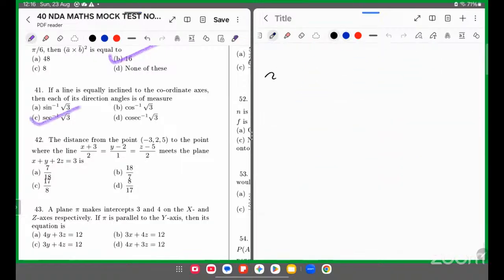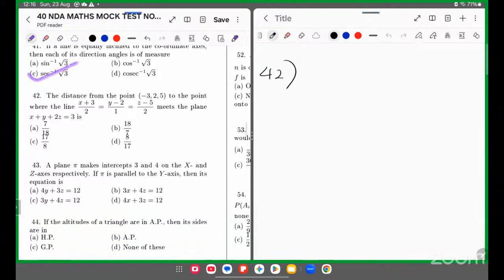Question number 42. The distance from the point to the point where the line meets the plane x plus y z is.